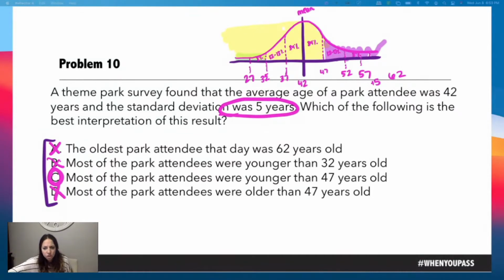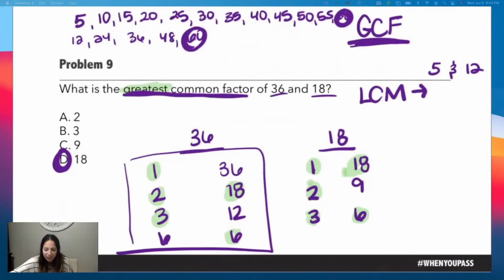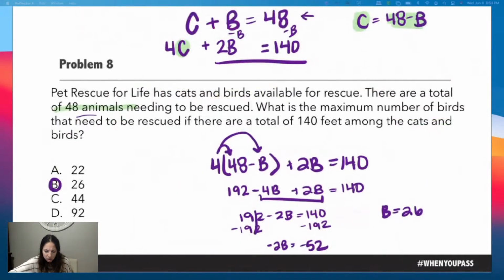Why is it 22 birds and 26 cats? It's 26 birds and 22 cats. I'm not sure what your question is.